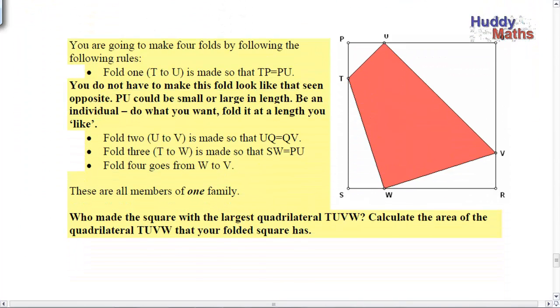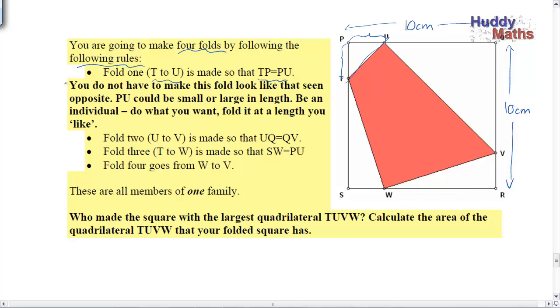Here's part of your first activity, and we're going to make 4 folds by following the following rules on a piece of paper or cardboard which is 10 centimetres by 10 centimetres. It's got to be a square. So this overall distance is 10 and this is 10. Now you do the first fold, T to U, so you fold along this line here. There is a rule though: TP must equal PU.